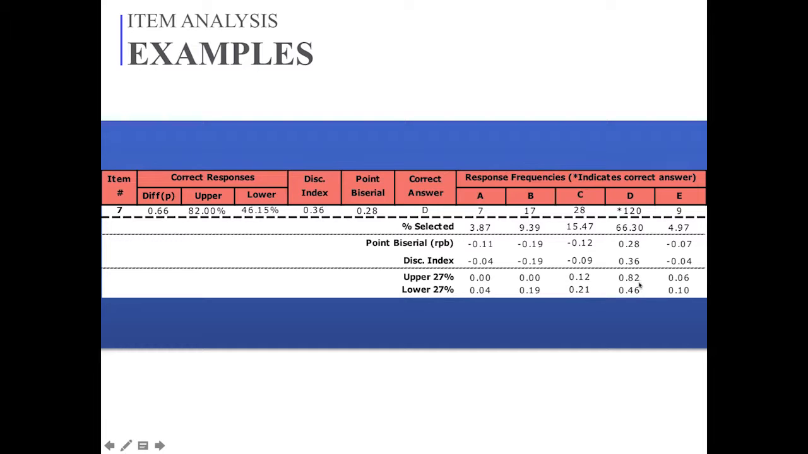As I look through, of my 82%, where's the rest of my top students at, the other 18? About 12% of them chose D, about 6% of them chose E. As you look down to the lower group, they're spread out much more thoroughly across most of the answer choices here. So this is just a solid discriminating question.